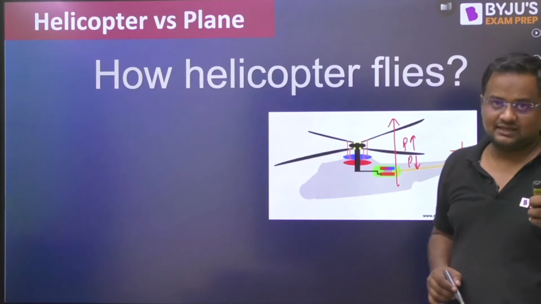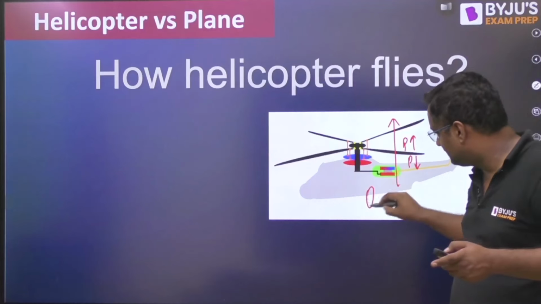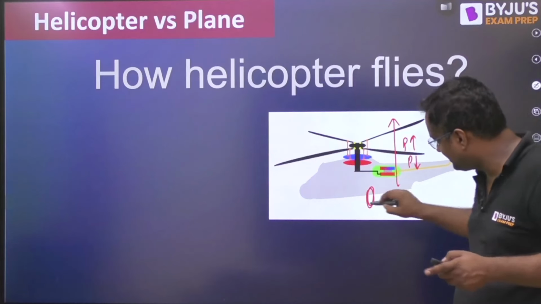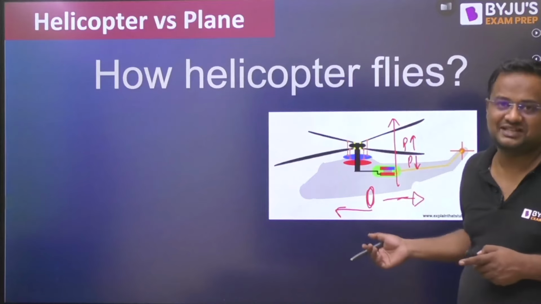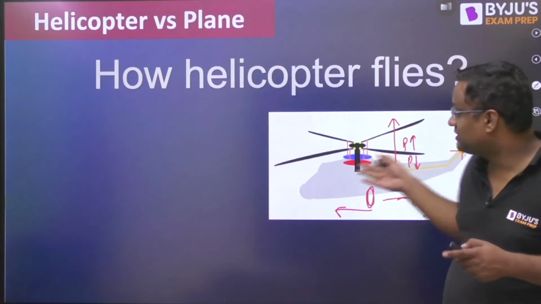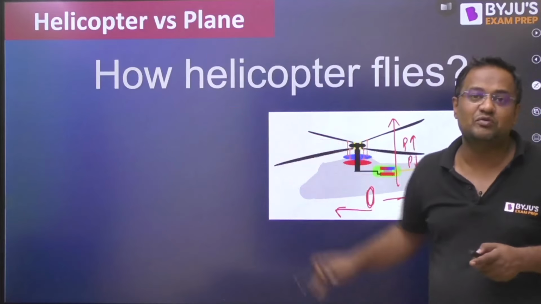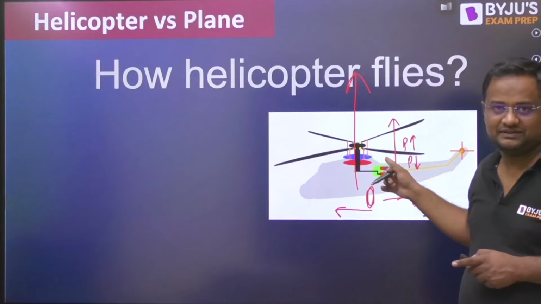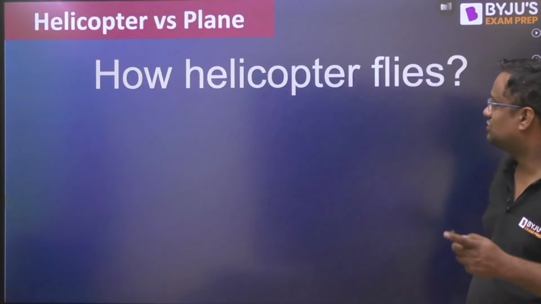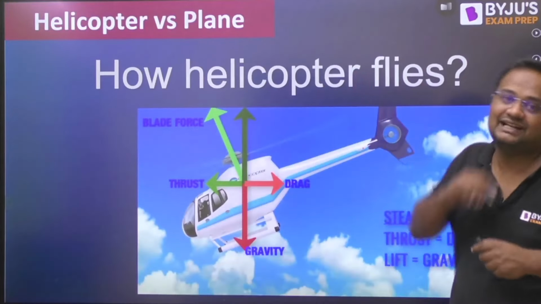The only thing is that here there are no engines, na? Engines suck the air and push it backward, so the reaction will be forward. There is no such thing here. So how will the helicopter move forward? The upward lift we got from this airfoil shape. But how it is moving forward here, guys, the concept is that it will be tilted.